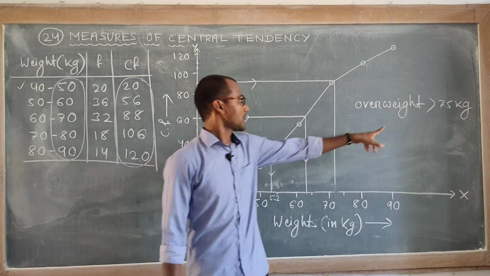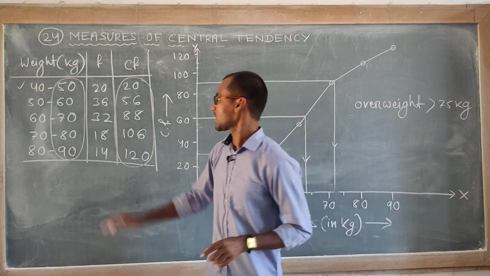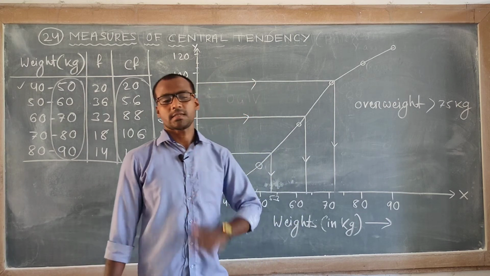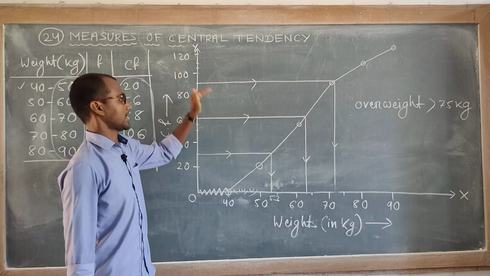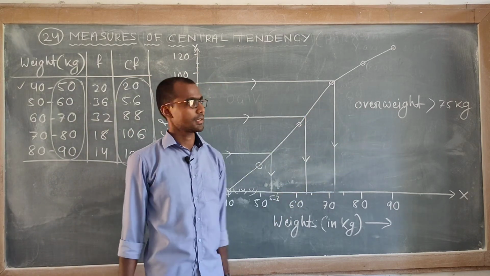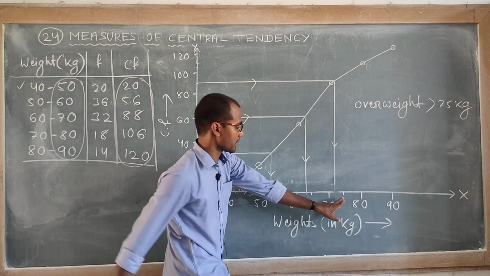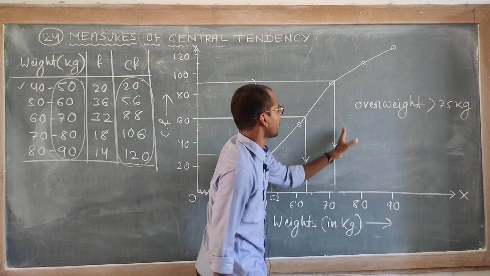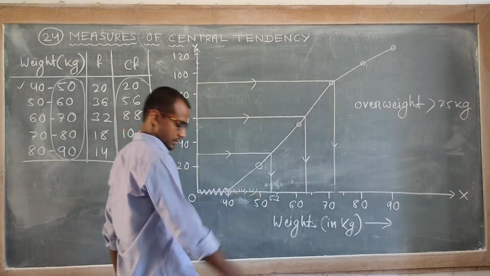But our question is above 75. So again we will need graph paper here. But this 75 kg is weight, which means we have to start from the x-axis now. For median, lower quartile and upper quartile, you have to start from the y-axis. For such a question, you have to start from the x-axis. Look at where 75 kg is. This is 75. So from this point, start a vertical line, parallel to the y-axis.